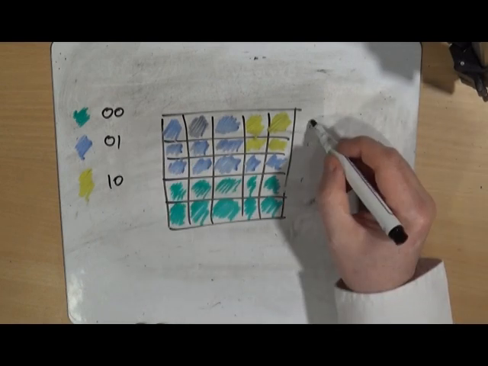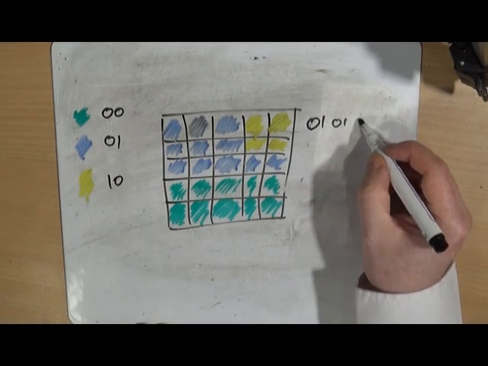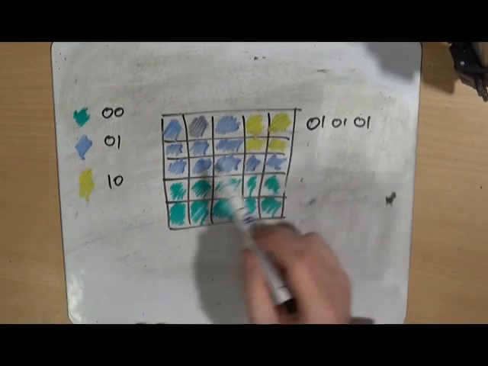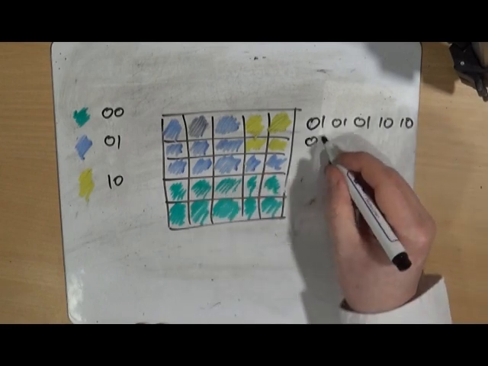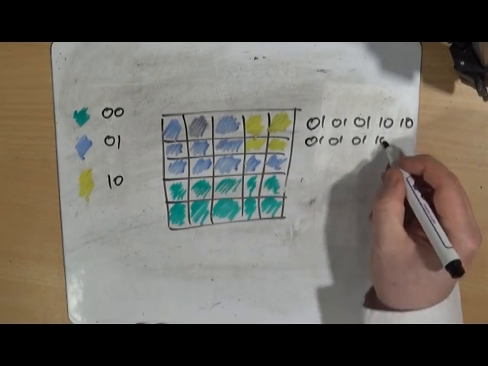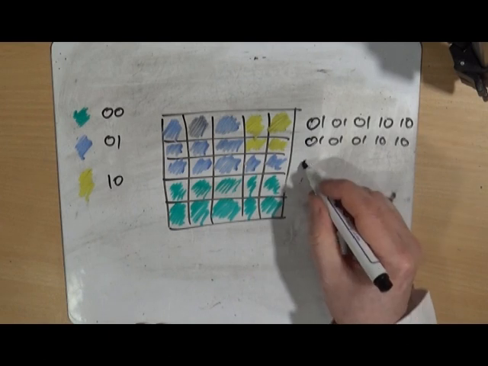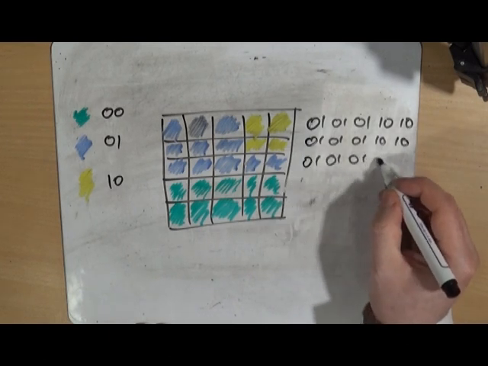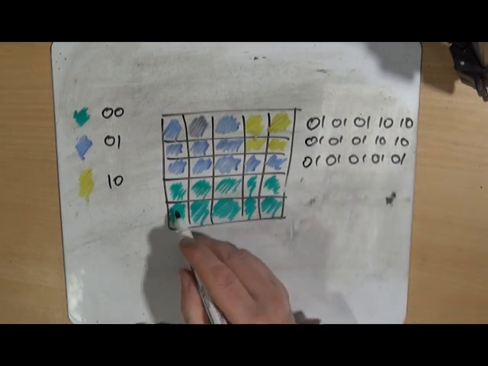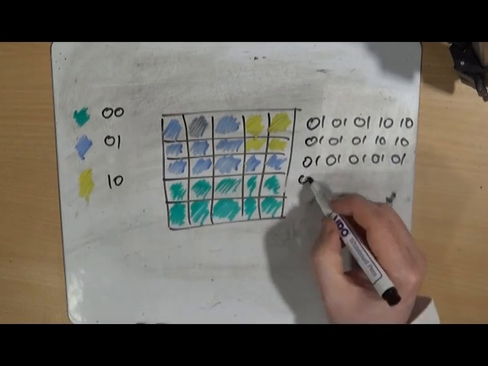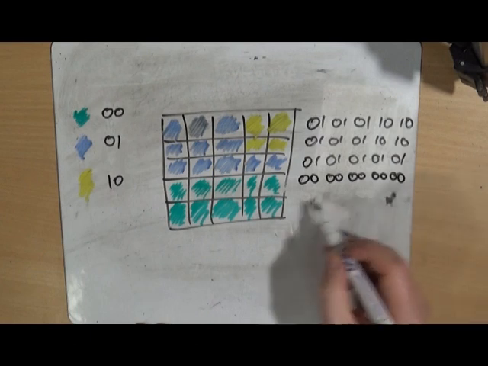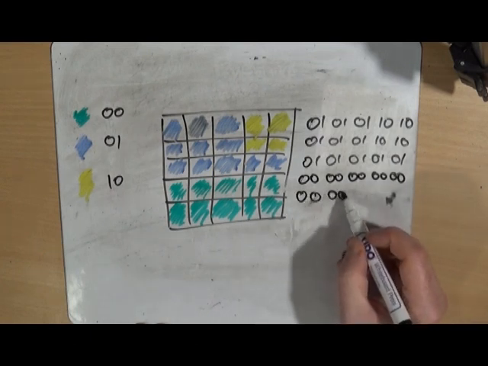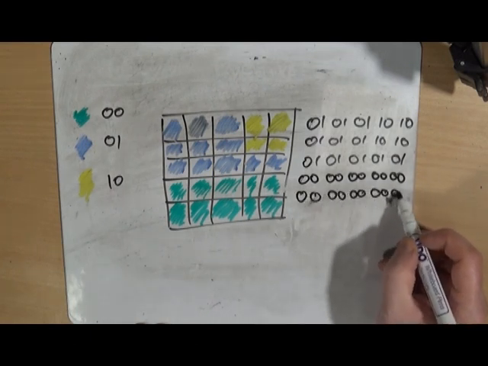So 0, 1 for blue, and there's 3 of those, and then 2 yellows which are 1, 0. Next row is the same, blue, blue, blue, yellow, yellow, and then 5 lots of blue on the next row. Next row is green is 0, 0, so it's just going to be one big line of zeros down here, and then the same again for the very bottom row.